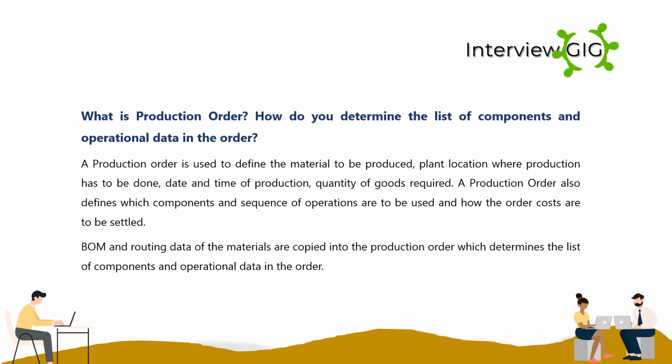What is production order? How do you determine a list of components and operational data in the order? A production order is used to define a material to be produced, planned location where production has to be done, date and time of production, quantity of goods required. A production order also defines which components and sequence of operations are to be used and how the order costs are to be settled. BOM and routing data of the materials are copied into the production order which determines the list of components and operational data in the order.